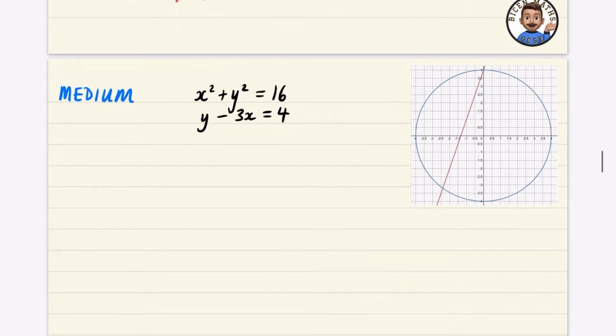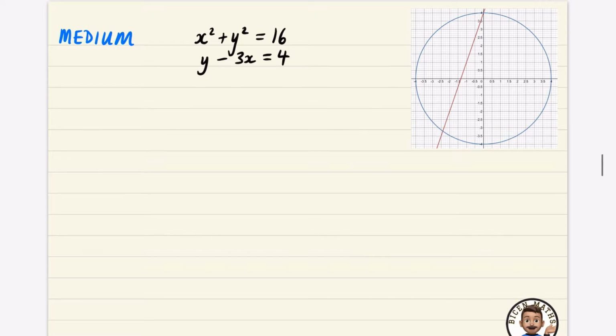Now the medium one, this one I don't think is going to need the quadratic formula. We have got a circle and then we've got a straight line. And you can see we're going to use this afterwards to check that we've got this right. So I'm going to label my equations number 1 and number 2, and I'm actually going to make y the subject of equation 2.